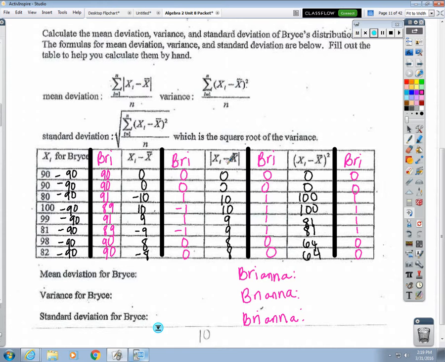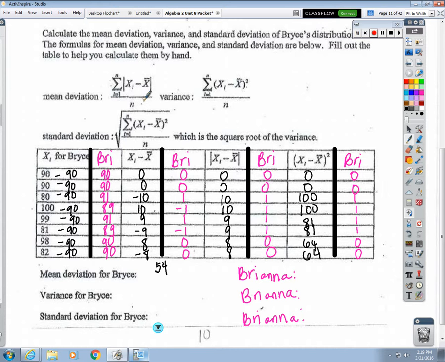Well, here's the positive deviations for Bryce. Add those up. 0 plus 0 plus 10 plus 10 plus 9 plus 9 plus 8 plus 8. That's 54, right? But then that's not all they tell us to do. They tell us to divide by n. What do you think n is?